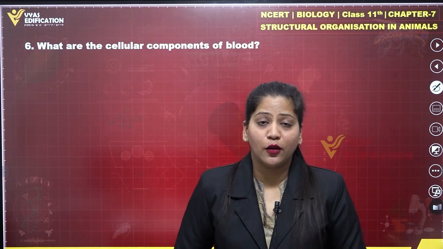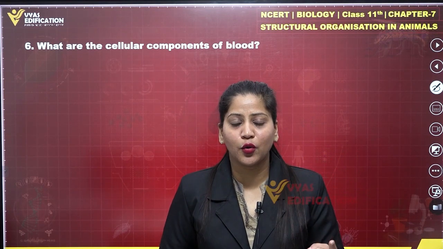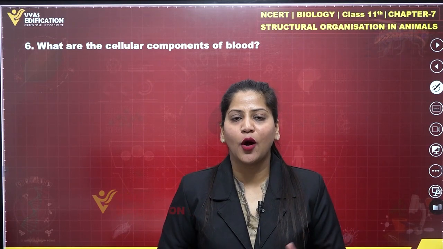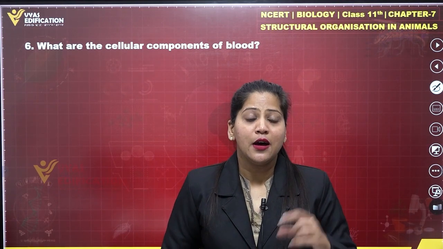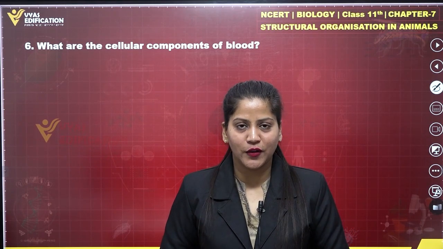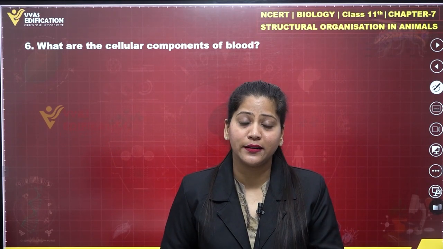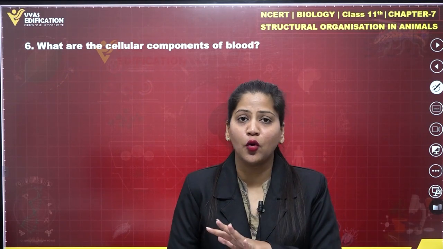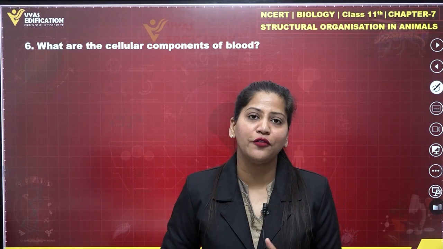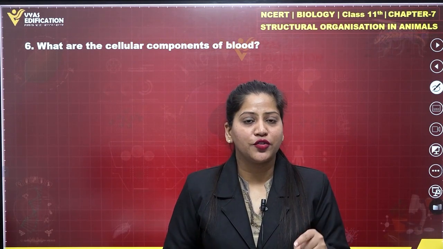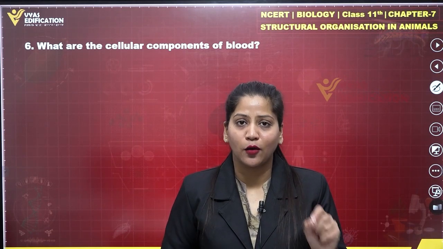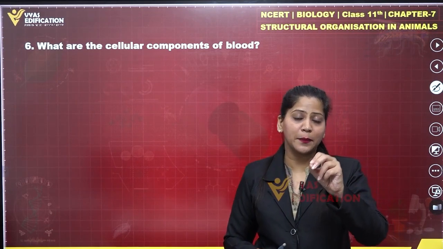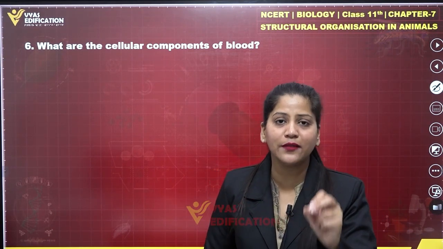So, if we talk about the cellular components one by one, we have erythrocytes. First of all, erythrocytes are red blood cells, or we can call them RBCs, right? If we talk about the mammalian erythrocytes, then they are enucleated. This means they do not have a nucleus. There is no presence of nucleus in the RBCs of mammals. If we talk about the shape, then the shape of RBC is biconcave, right?